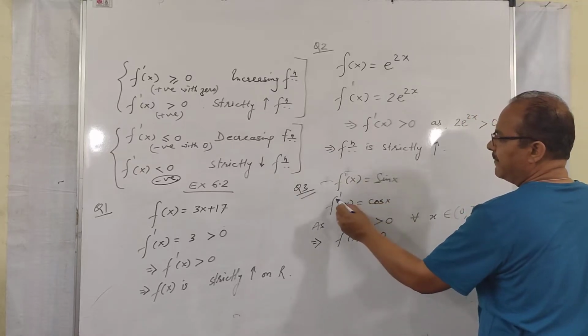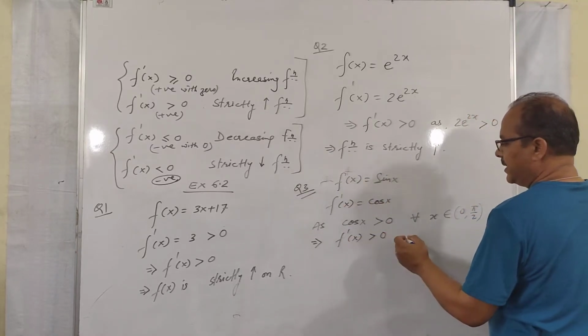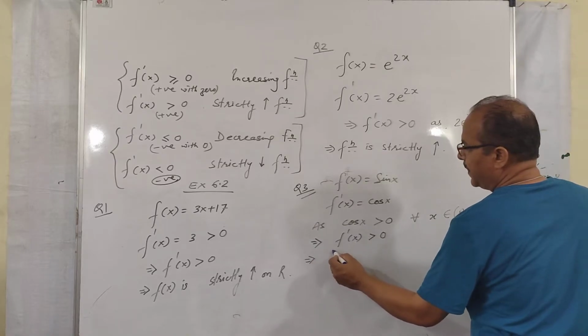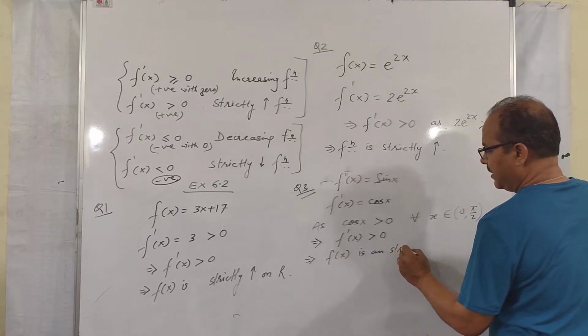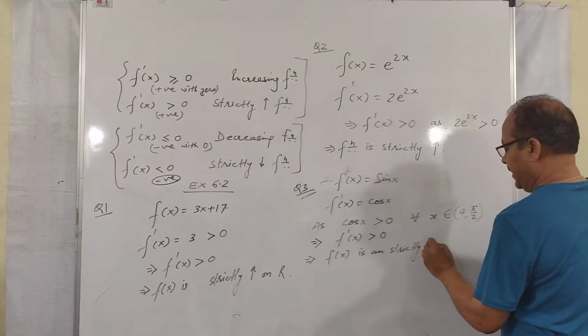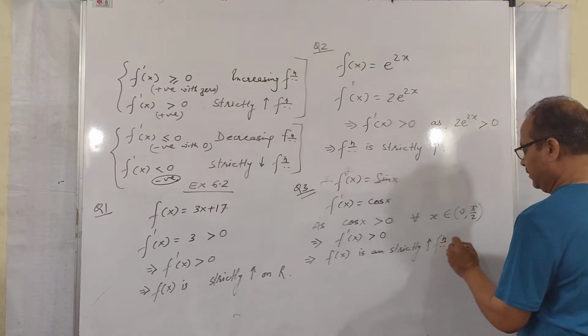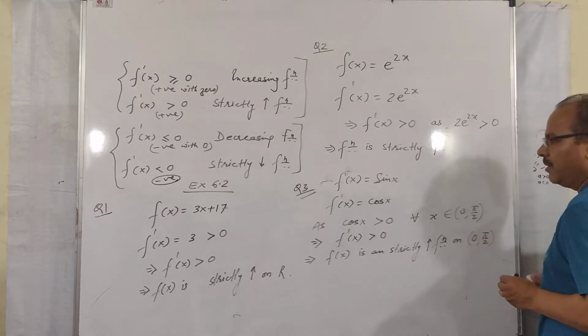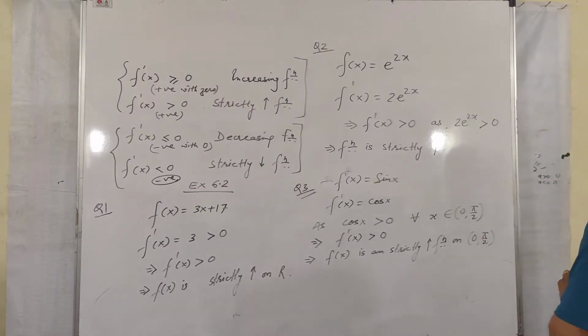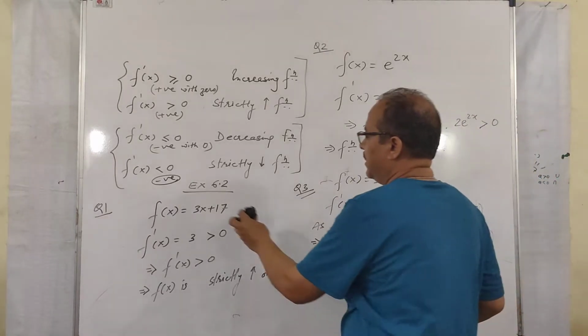Because what was cos x? It was f dash x. So that is why f dash is greater than 0. So this implies that f x is a strictly increasing function on 0 to pi by 2. Okay. Now what about the second part?